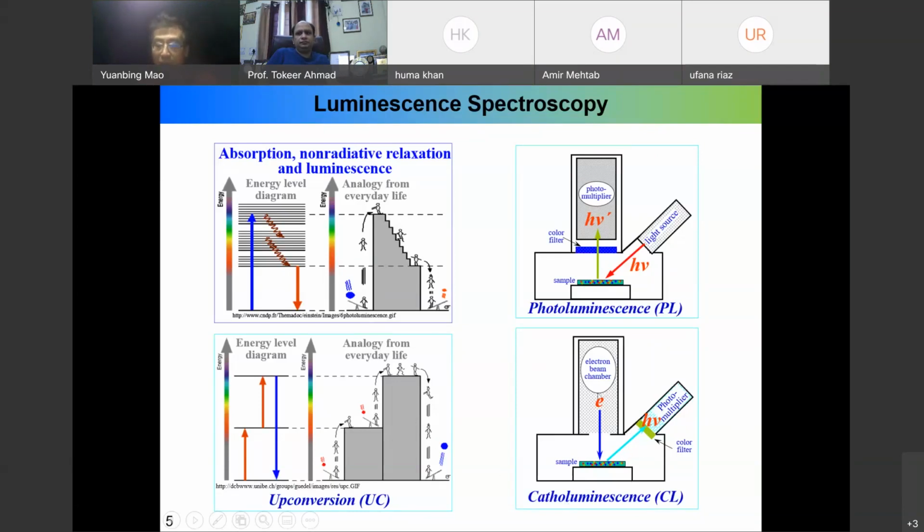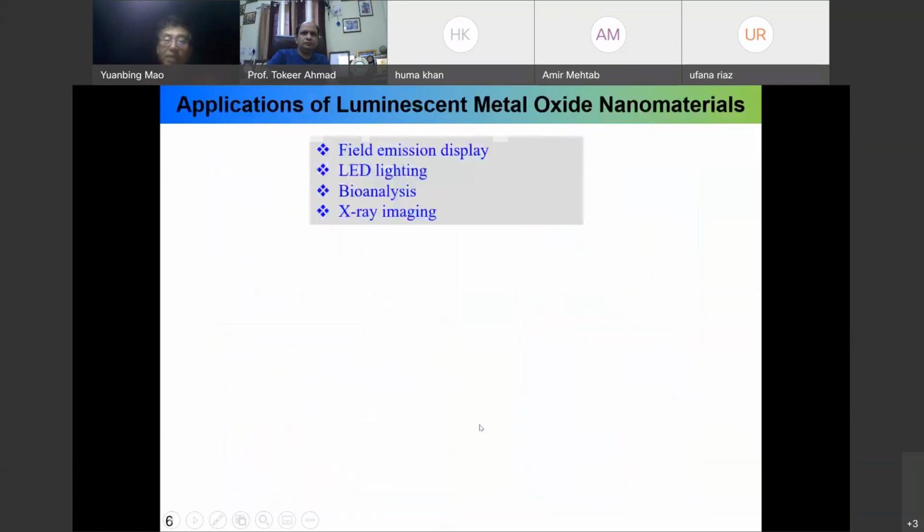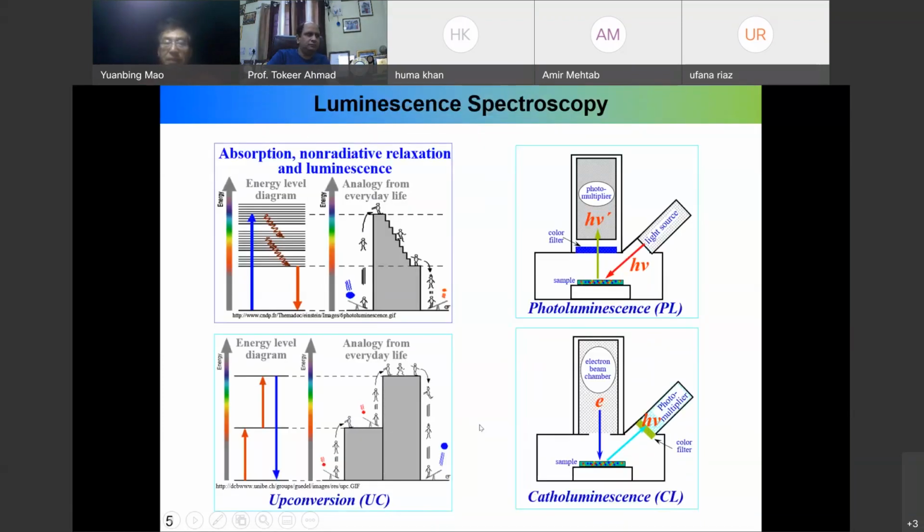So luminescence is actually, we use the electron beam to excite our samples and then take the luminescence by using photomultipliers. So you can see how photoluminescence is different from luminescence, right? Basically, the excitation sources are different. And then there's another one called up conversion. I will talk a little bit about this in a little bit. I'll show you some examples as well. So that's a few types of luminescence.